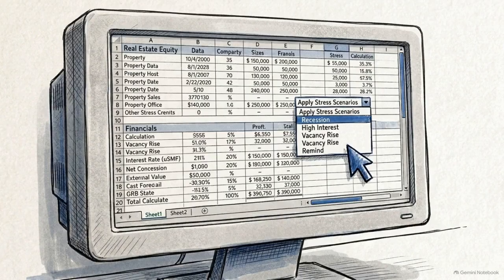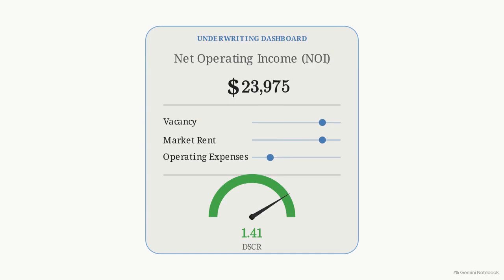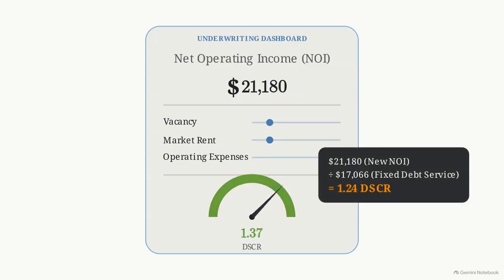Real estate models built exclusively for ideal conditions are highly fragile. Professional underwriting demands stress testing against structural realities. Let's apply a stress scenario. Suppose vacancy rises, rent declines, and expenses increase 10%. Our net operating income drops to $21,180. Recalculating the safety margin, dividing the new NOI by our fixed $17,066 debt service drops the DSCR to 1.24.